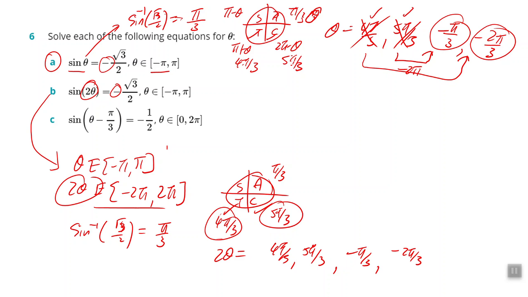So what I'm doing now is dividing both sides by 2 to get my final solution. So 4 pi on 3 divided by 2 is 4 pi over 6, which is 2 pi over 3. 5 pi over 3 divided by 2 is 5 pi over 6. Negative pi over 3 divided by 2 should be negative pi over 6, and negative 2 pi over 3 divided by 2 should be negative pi over 3. Okay, so all I'm doing is solving for 2 theta first and then dividing all the solutions by 2.